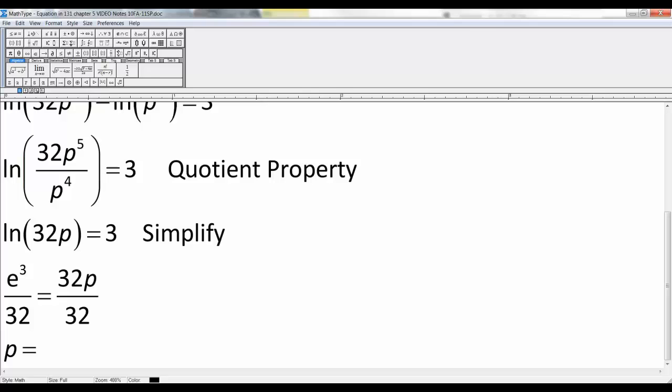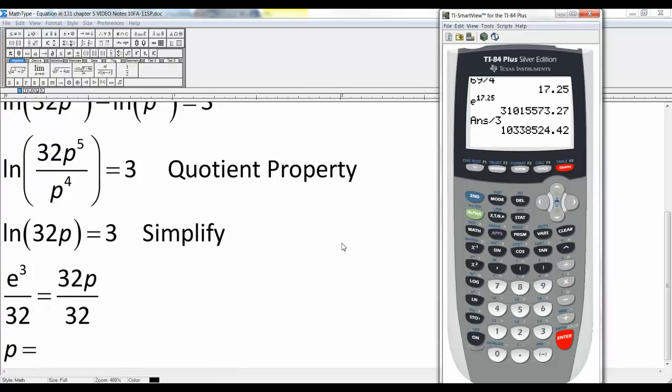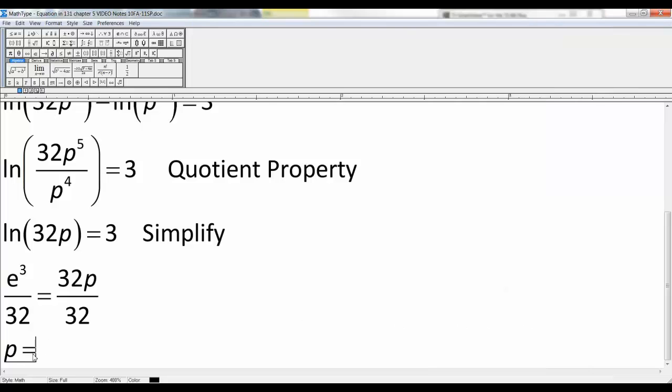So that's technically an exact answer, but I'll get a decimal for it. So clear. e to the 3, enter. Divide by 32, enter. Gives me about 0.628. And there's our final result.